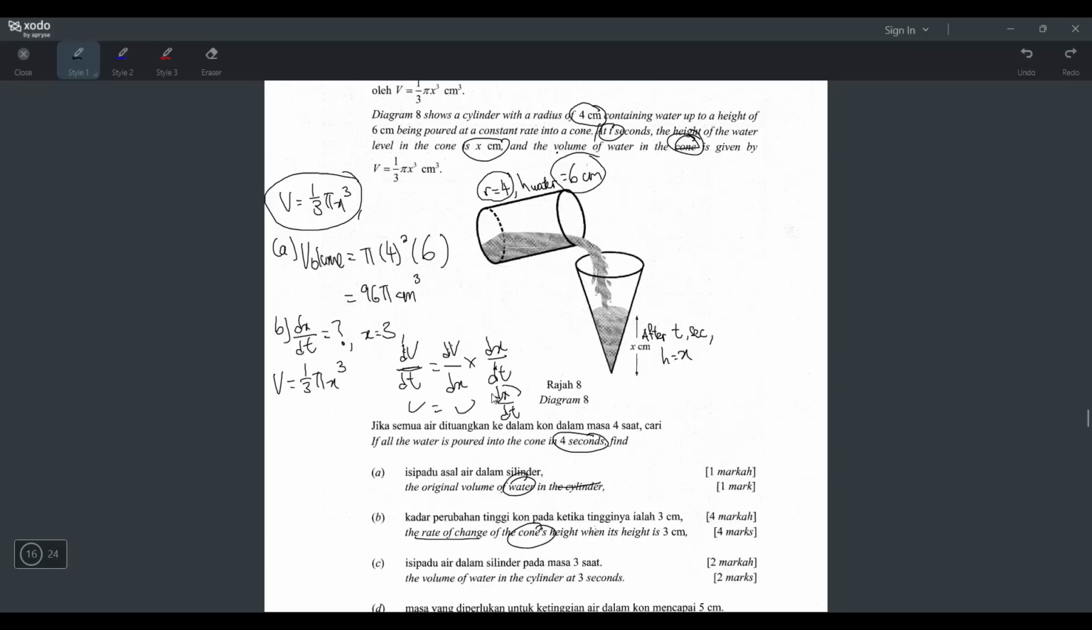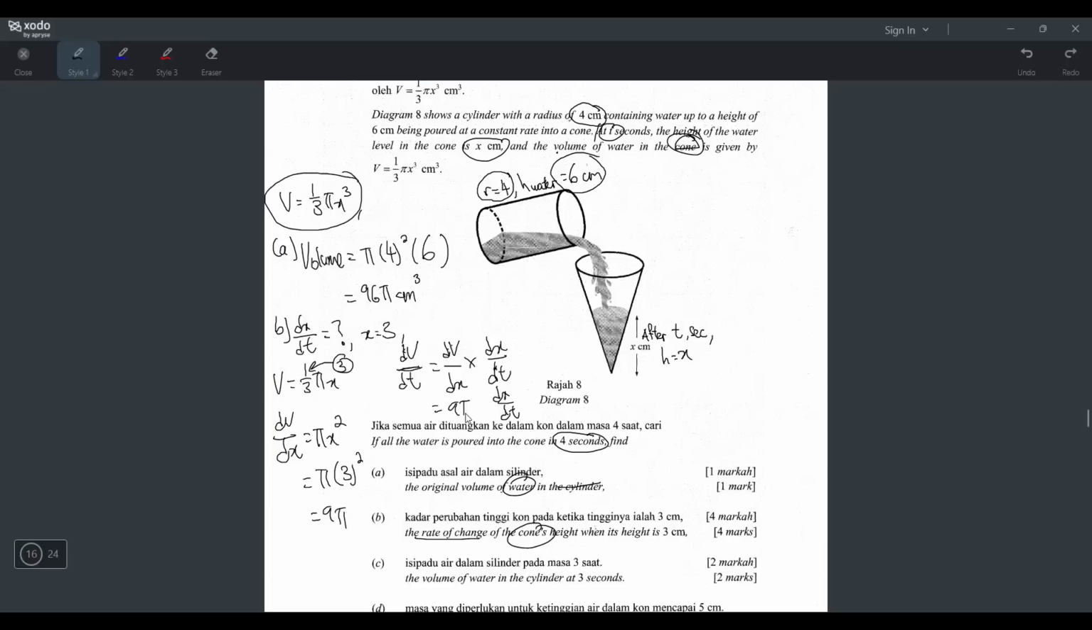I need both before I can find this. Okay, no problem, I find dV dx first. So how to differentiate this? You take the power times the number here. So 3 times 1 over 3, which is 1. But the 1 doesn't need to be written. Just write pi x, power minus 1 is 2. Before you substitute, you have to replace x. They already gave 3, so you replace x with 3 and you get 9 pi.